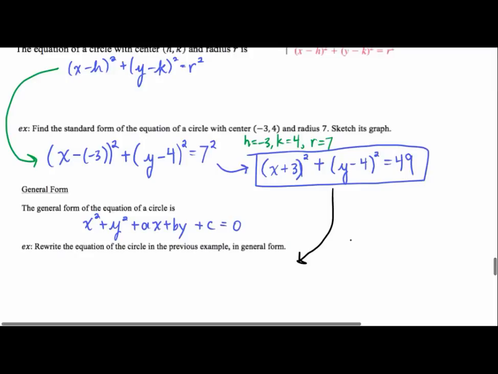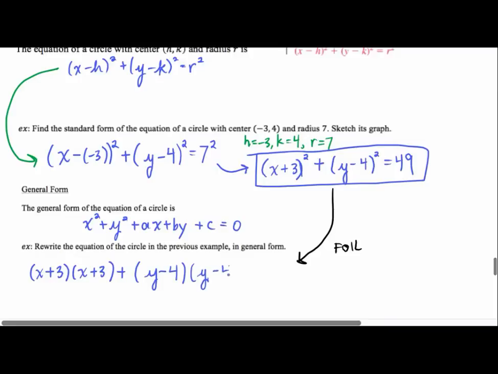Okay, so if we FOIL that out, all of it, the x's and the y's, we'll have x plus 3 times x plus 3 plus y minus 4 times y minus 4, and then let's go ahead and move the 49 over to the left. So minus 49 equals 0. And then keep going and just check with what I do.